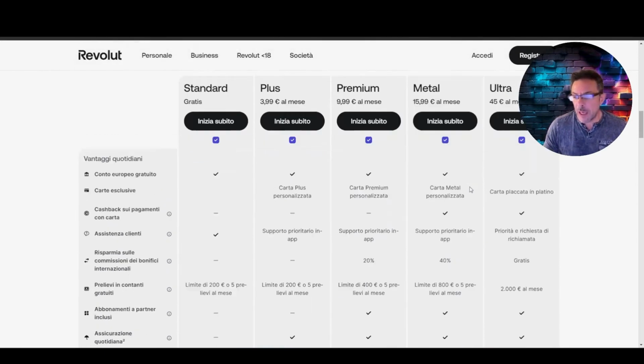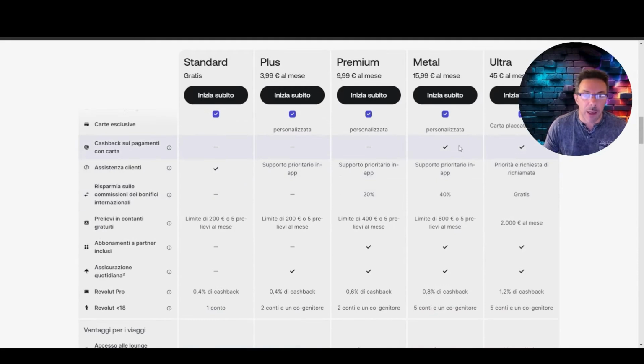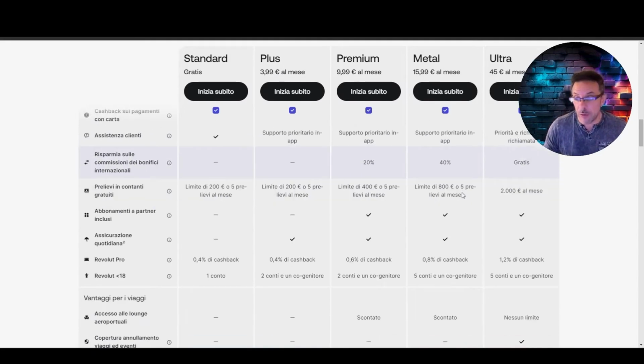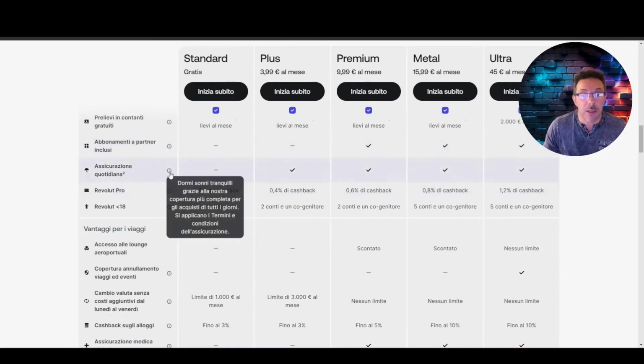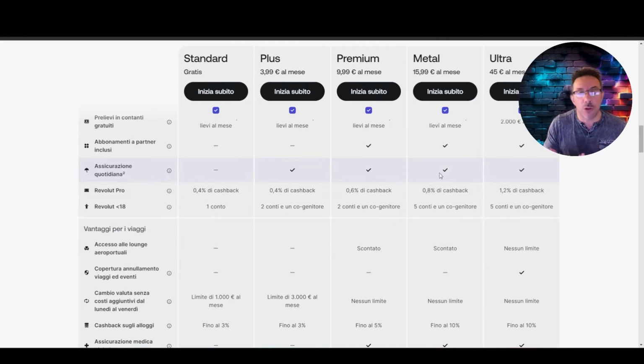Then you have the metal plan, which includes everything from the premium plan, but in addition you get cashback on all card payments, priority support. Well, that's the same. 40% discount on international transfers, which I mentioned a moment ago, a limit of €800 per month for fee-free withdrawals, inclusive partner subscriptions, for example, apps like NordVPN, etc. You get discounts, daily insurance, so you can sleep soundly, thanks to our most comprehensive coverage for everyday purchases. Terms and conditions apply. Basically, if you buy a phone and it breaks, it's insured.